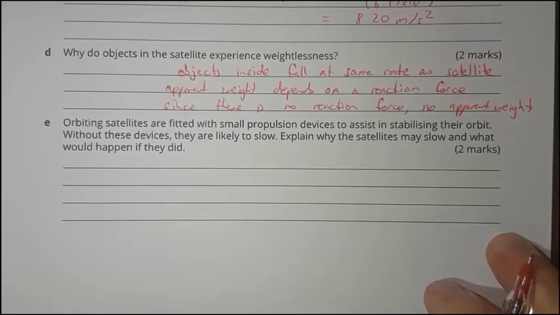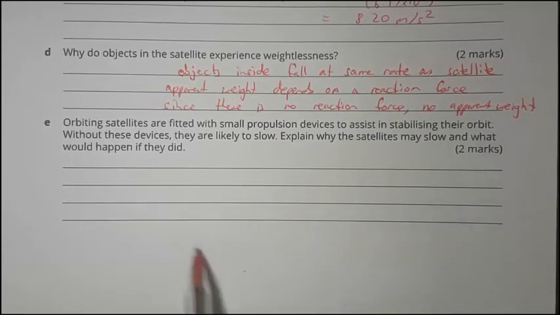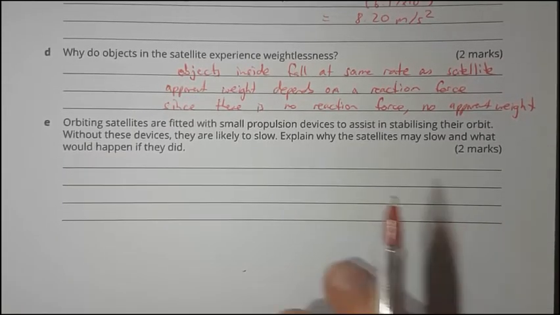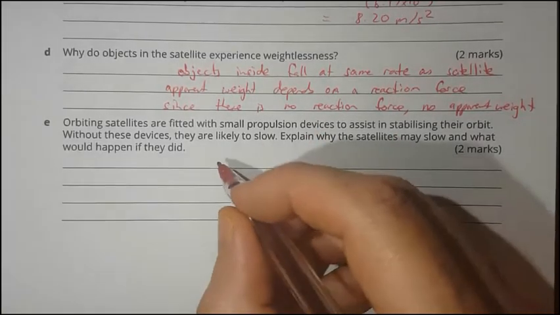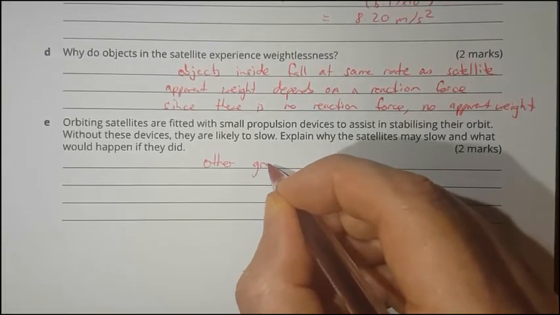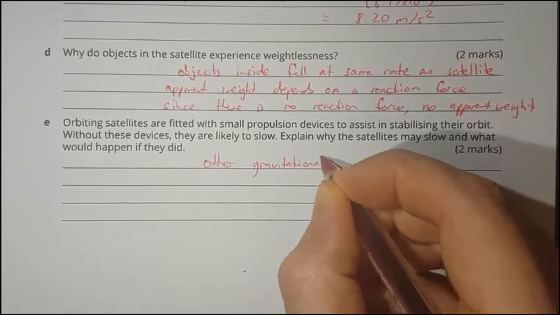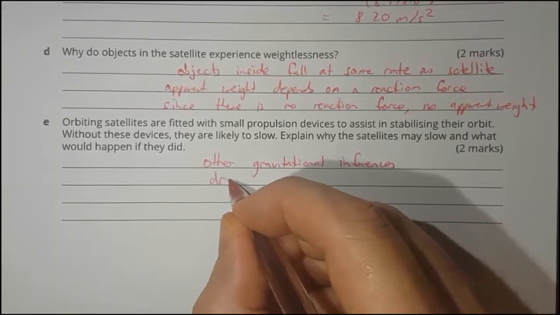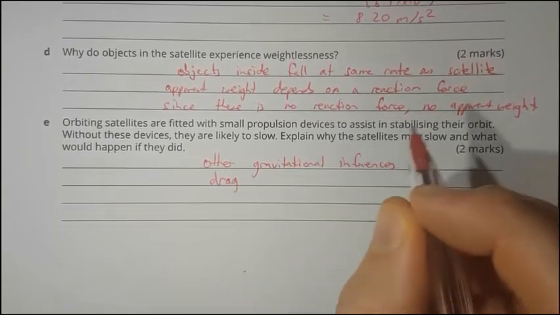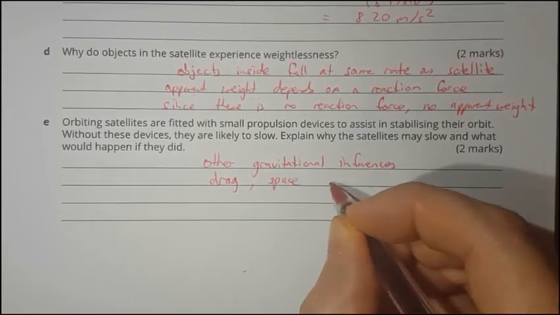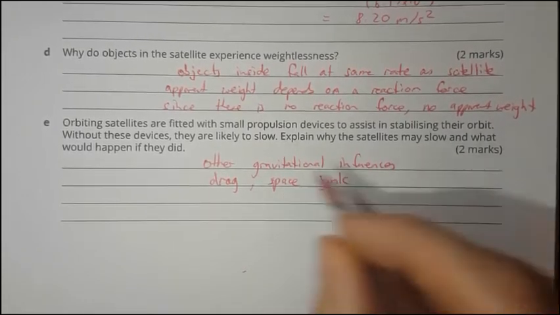Next question is, orbiting satellites are fitted with small propulsion devices to assist in stabilizing their orbit. Without these devices, they are likely to slow. Explain why they may slow and what would happen if they did. This is a weird question because tons of things can slow the orbit. You could talk about other gravitational influences, like the moon and other planetary systems. You can talk about drag, if there is a little bit of atmosphere, depending on its altitude. You could talk about space junk, if it collides with something. There's a few different options you can have here. But there's your first mark.